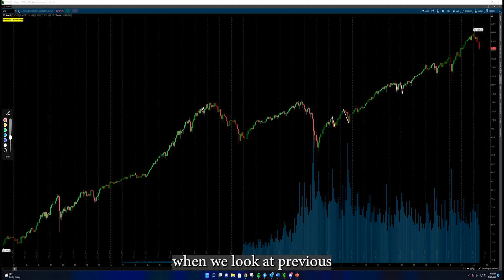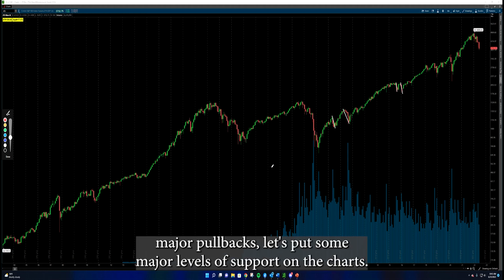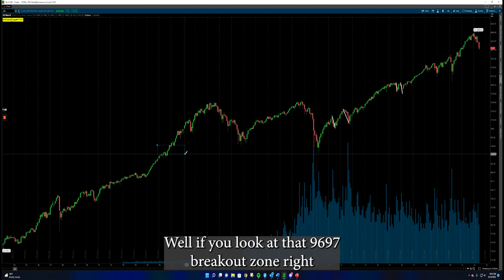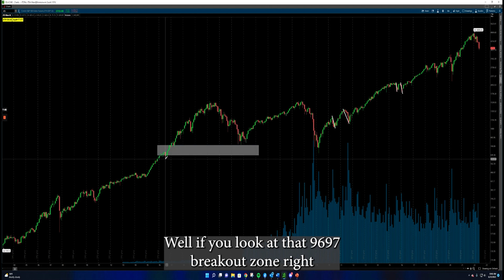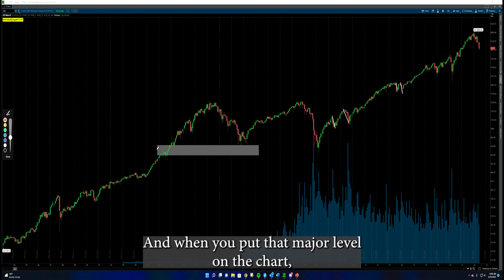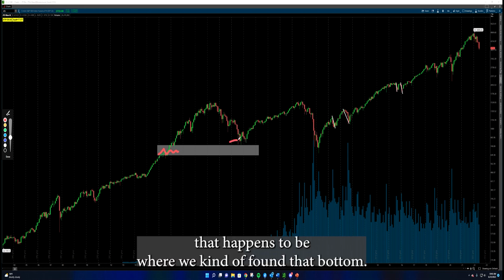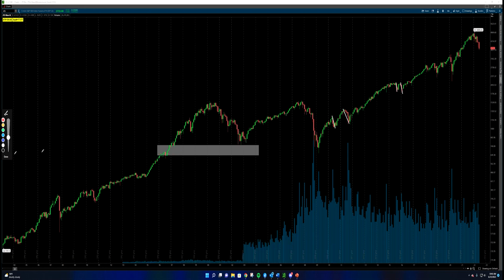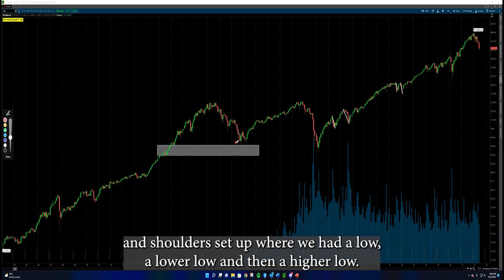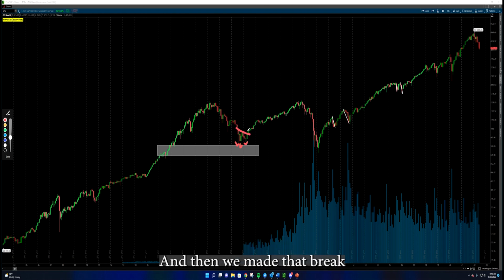When we look at previous major pullbacks, let's put some major levels of support on the charts. Where do things ultimately pull back into? Well, if you look at that 96, 97 breakout zone, right? We had this runaway move from this breakout right here. And when you put that major level on the chart, that happens to be where we kind of found that bottom. And when we zoom in, we actually put in an inverse head and shoulders setup where we had a low, a lower low, and then a higher low, and then we made that break.